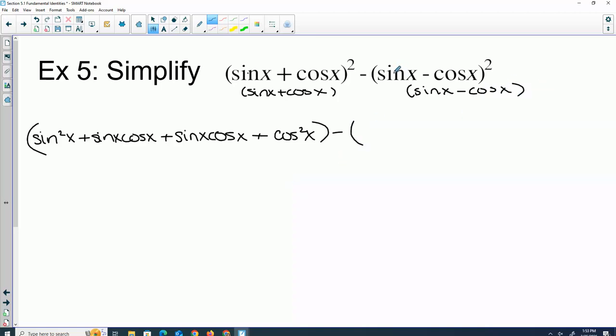Minus, and now I FOIL the next one. So sine x times sine x is sine squared x. Sine x times negative cosine, negative sine x cosine x. Negative cosine times sine, negative sine x cosine x. And negative cosine times negative cosine is positive cosine squared.